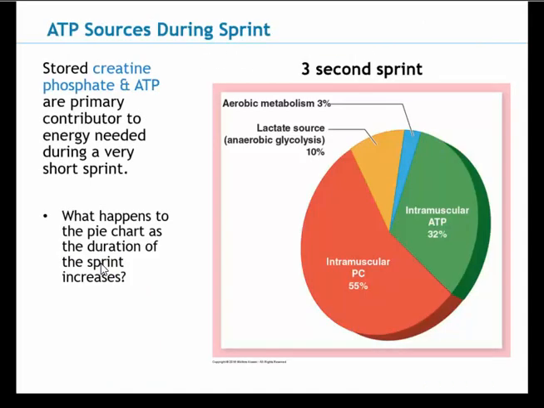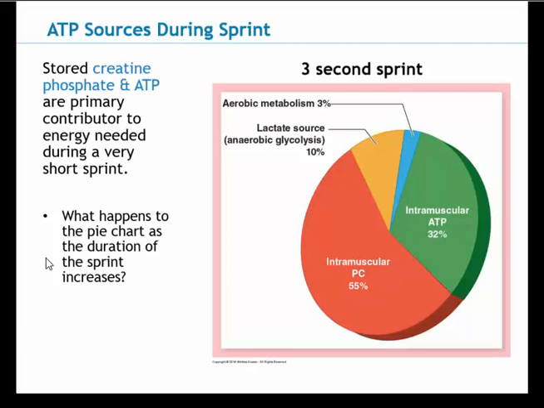Next here we have a 3-second sprint. And we know that we mainly use creatine phosphate and ATP, which we see are the highest energy contributors during this duration. But what happens to the pie chart as the duration of the sprint increases? From 2 slides ago when we looked at that little chart, using that information, what's going to happen if this turns into a 10-second sprint or a 30-second sprint? What's going to happen to the slices of this pie here?